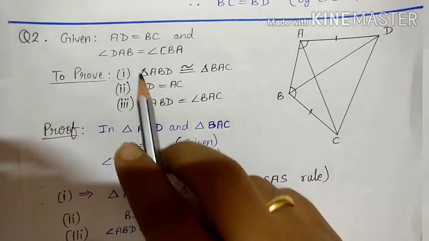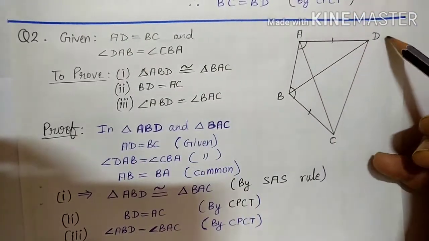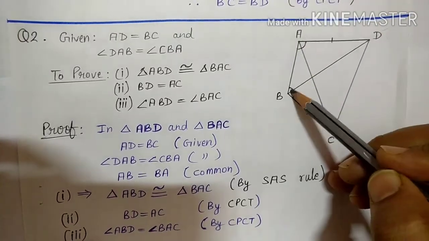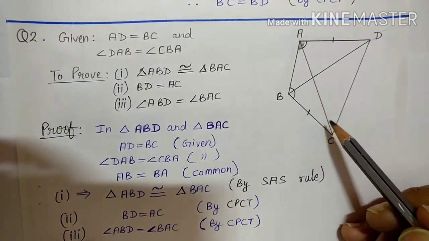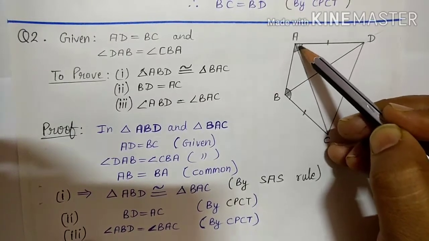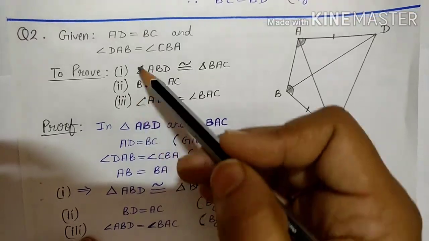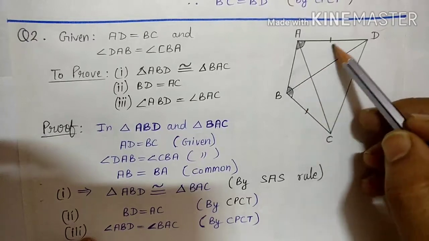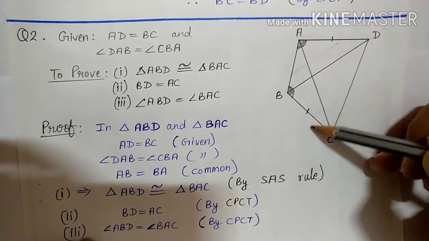In question number 2, they have given this figure, as you can see here. AD equals BC, and angle DAB, this angle, equals angle CBA. It means these two angles are equal. Now what are they asking? We have to prove three parts. First part, triangle ABD is congruent to triangle BAC. This triangle is congruent to this triangle. We have to prove this one.